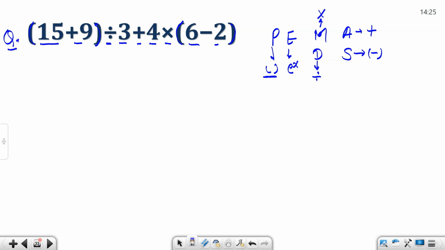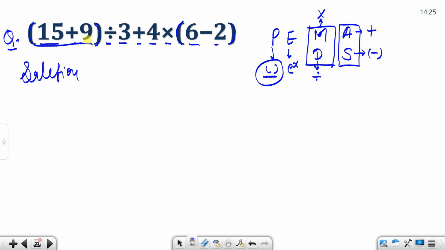First, we solve the parentheses. Here, multiplication and division have the same priority. Similarly, addition and subtraction also have the same priority. So, we will solve the parentheses first. Let's work on the solution.